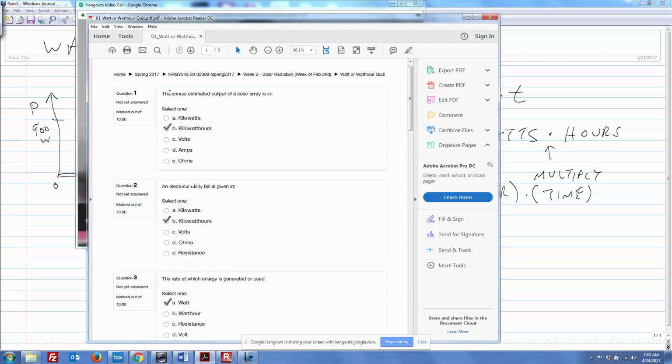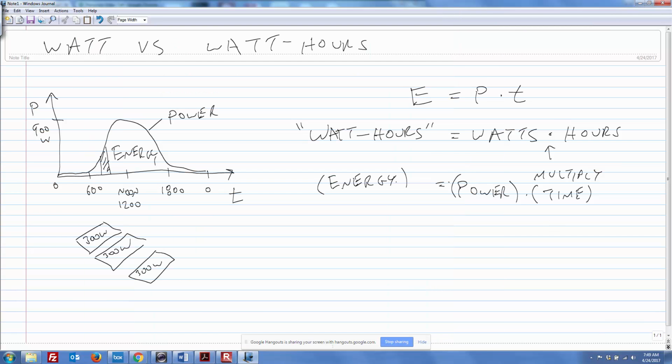And so what we're doing again is just a quick review of energy and power. And what I'm showing here is that, again, energy equals power times time. Power is rated in watts. Time is rated in hours. And so the watt hour is a unit of energy. Power is energy per unit time, and here's time.